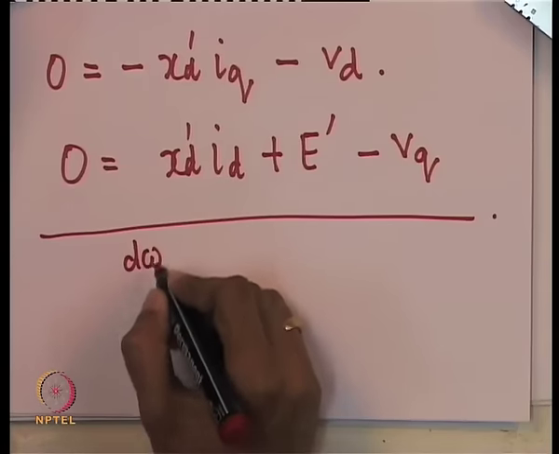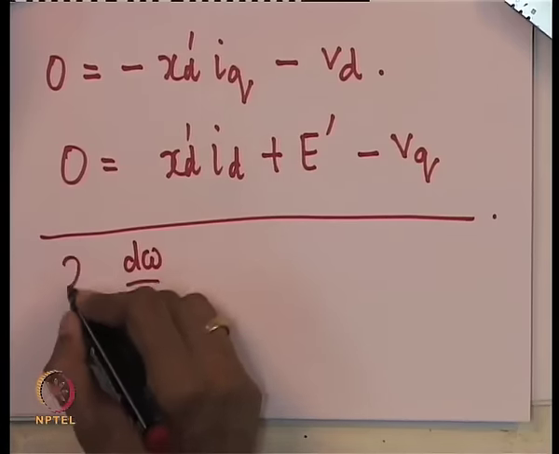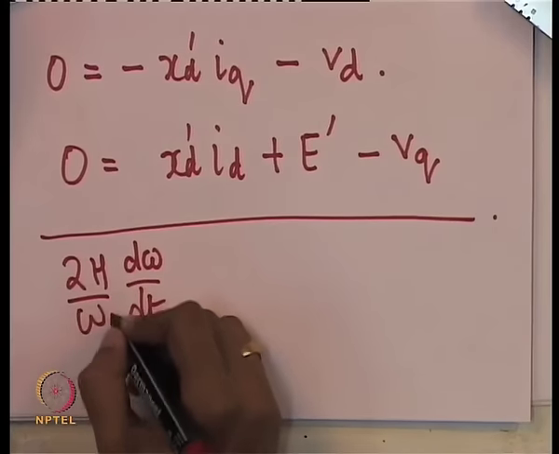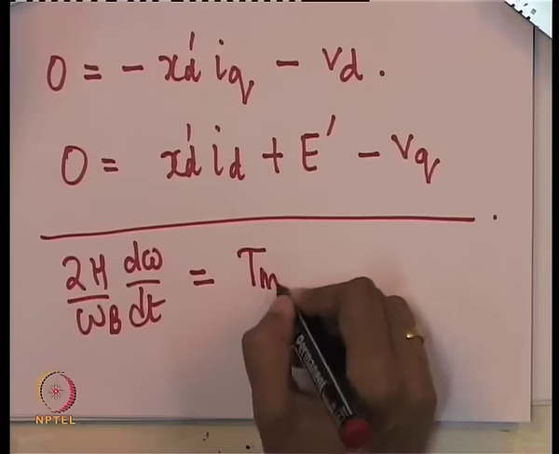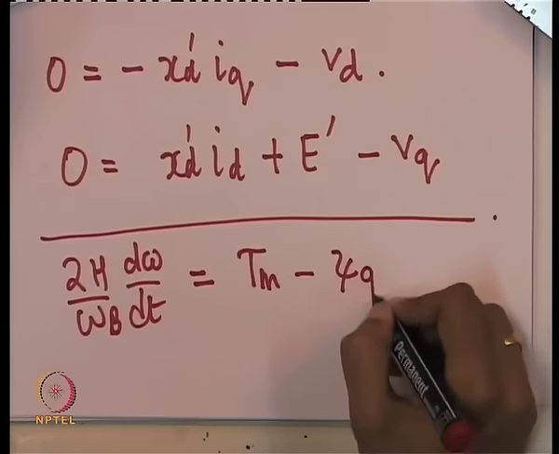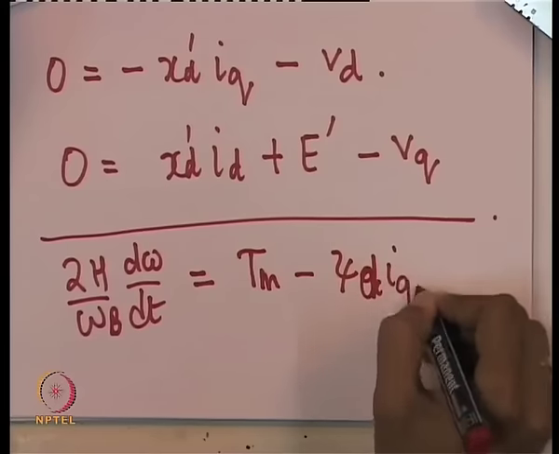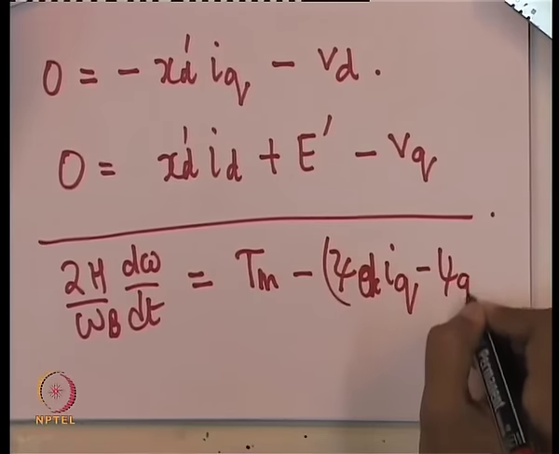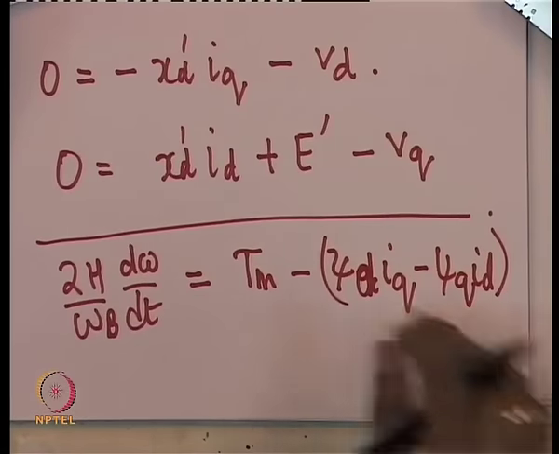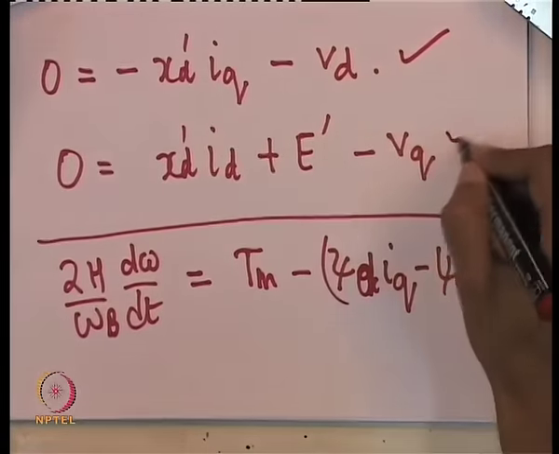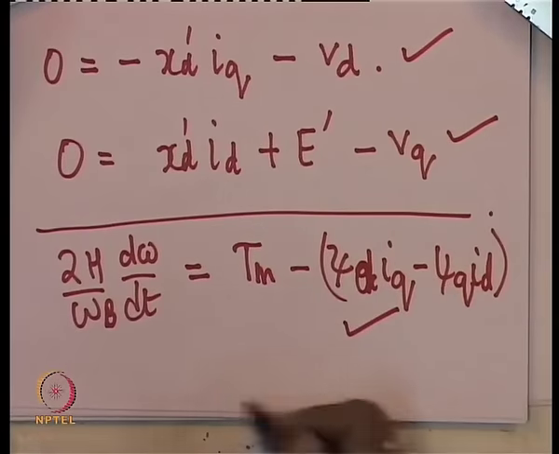Now, we also have the swing equation: 2 H by omega b into d omega by d t is equal to T m minus psi d I q minus psi q I d. So, you have got these two algebraic equations and this differential equation.